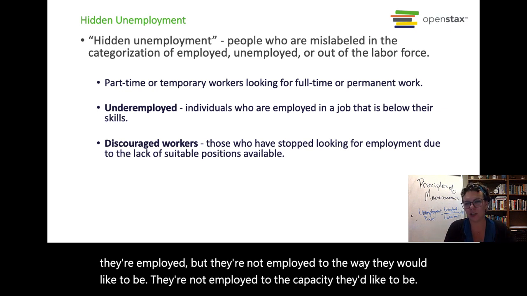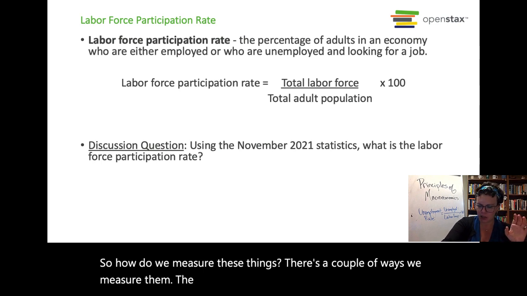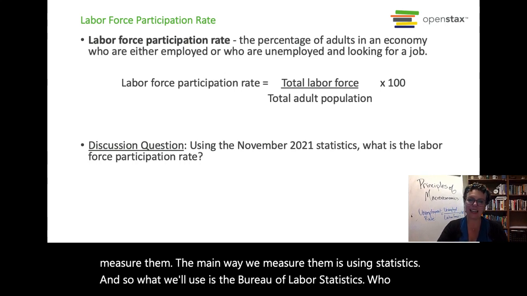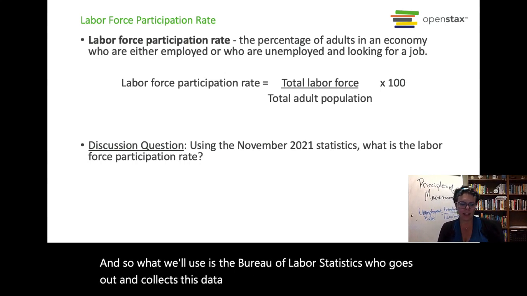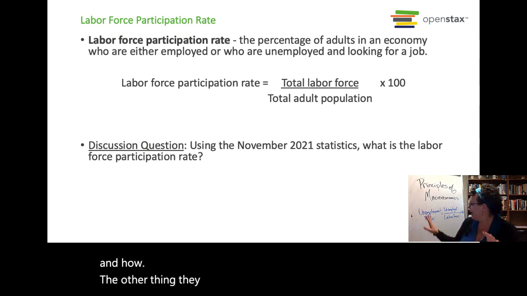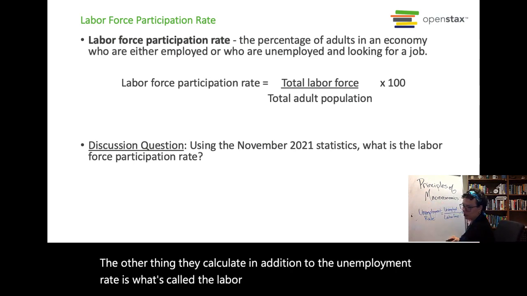So how do we measure these things? There's a couple of ways we measure them. The main way we measure them is using statistics. And so what we'll use is the Bureau of Labor Statistics, who goes out and collects this data. They collect data on who works, where, and how. The other thing they calculate in addition to the unemployment rate is what's called the labor force participation rate.